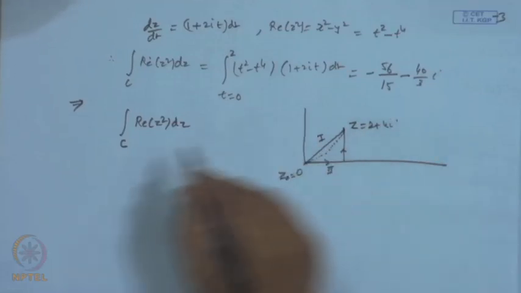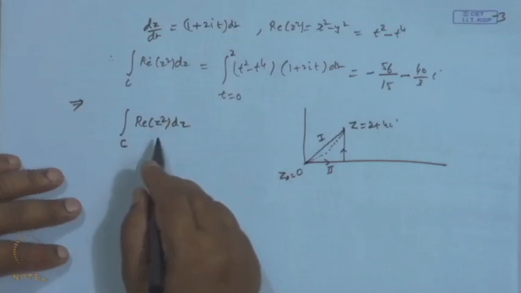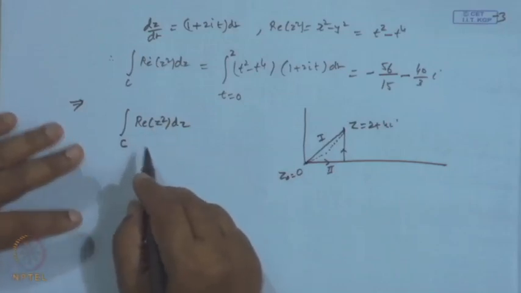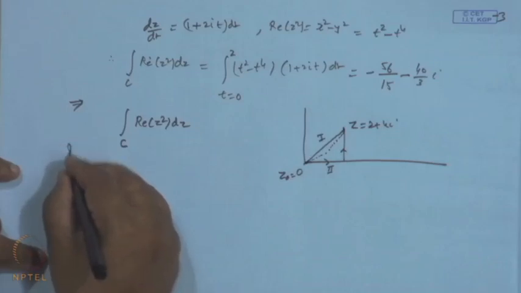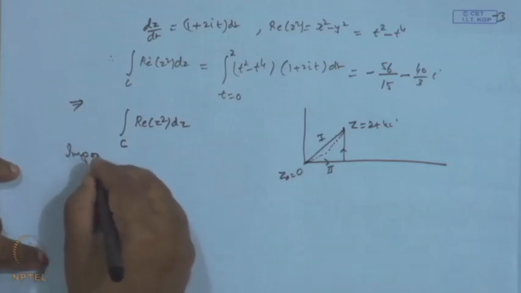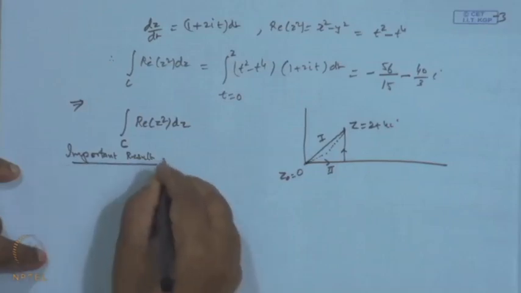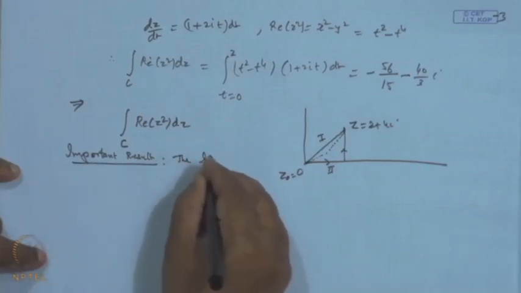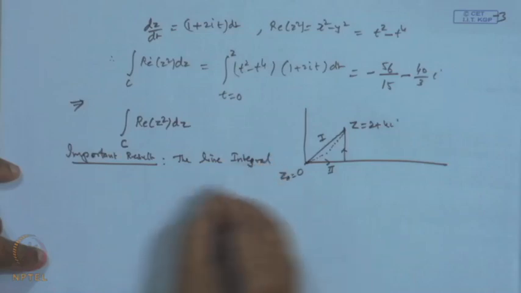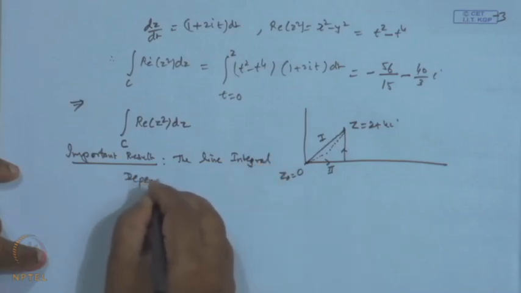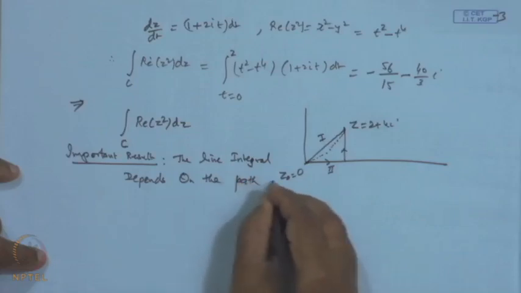It means the line integral of the function f, though it is a continuous function, will exist, but it depends on the path of integration. So, the important result is that the line integral depends on the path of integration.